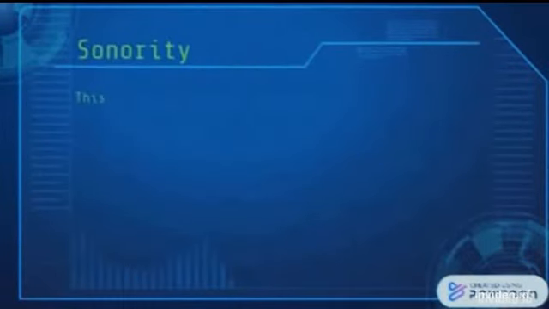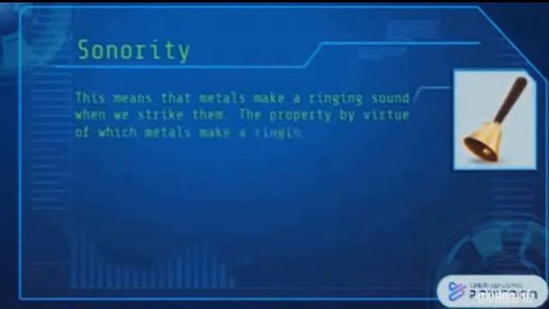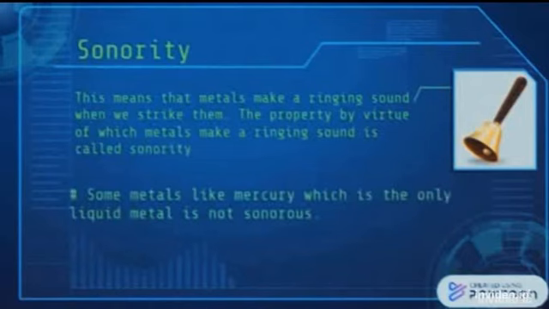Sonority. This means that metals produce a ringing sound when we strike them. And yes, as we have exceptions everywhere, here also mercury is the exception. Mercury is the only metal which is liquid at room temperature.